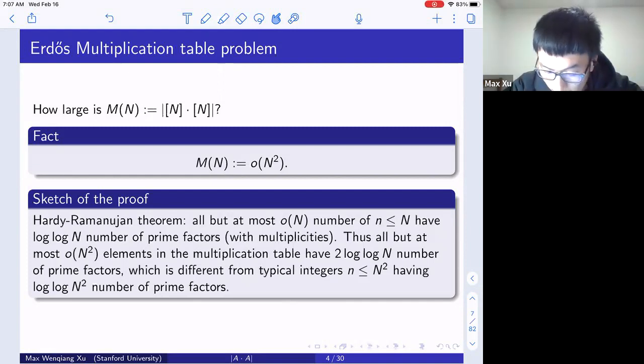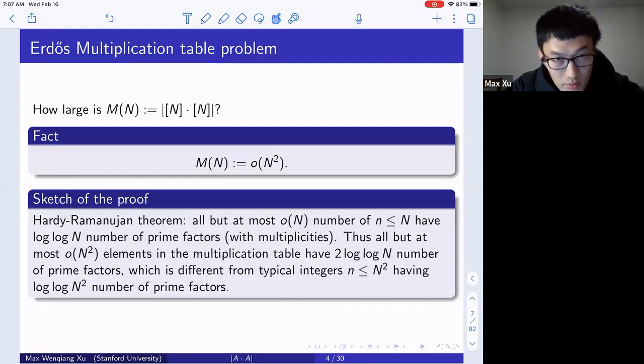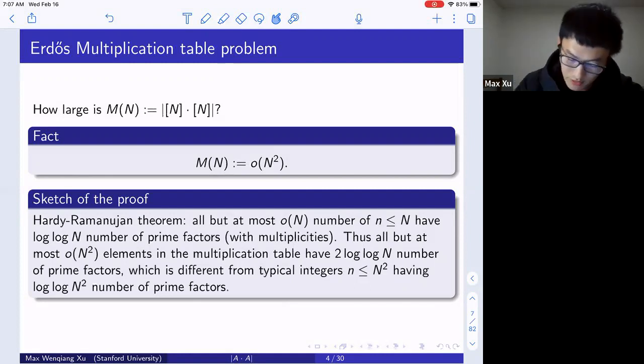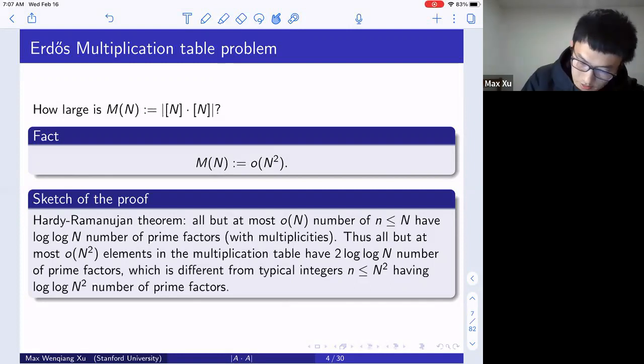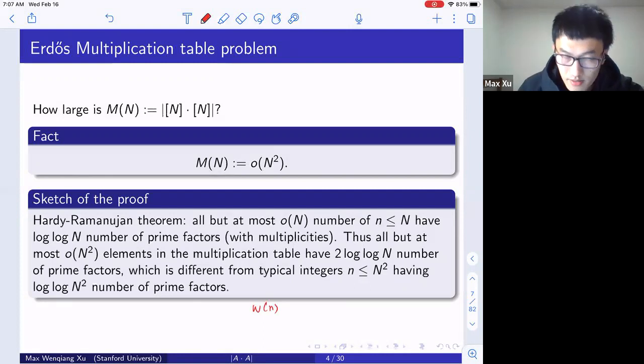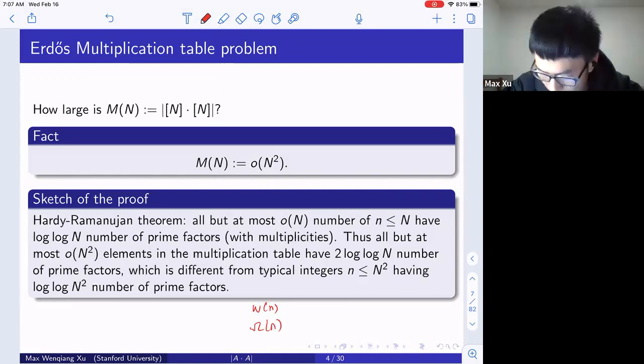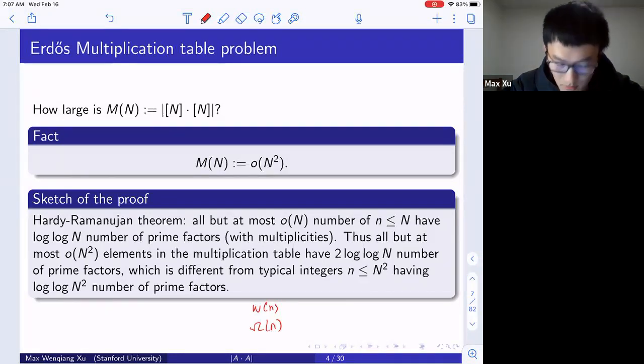It's a beautiful proof, and at least it indicates something. When you want to understand the size of this multiplication table, you probably want to take some arithmetic information into account, such as studying the number of prime factors functions. Later in this talk, little omega(n) will be the number of distinct prime factors, and capital Omega(n) will be counting with multiplicities. In my talk today, you can assume these two functions are the same, and whichever is more convenient, you just assume that one.